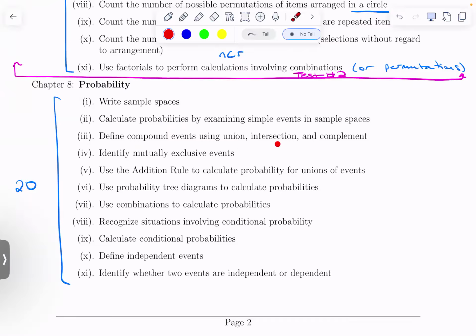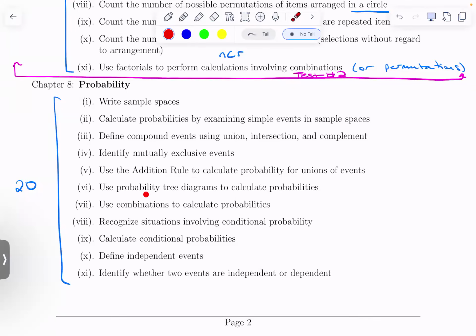The union, the intersection, and the complement of a set, but also of probabilities, I should say. Mutually exclusive events, meaning they can't happen together. The addition rule for the union of events.